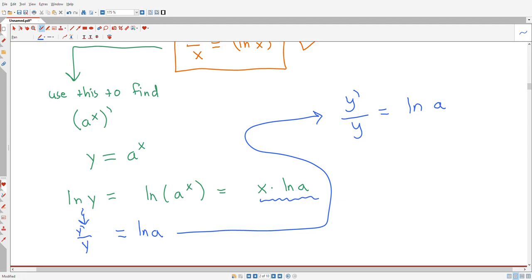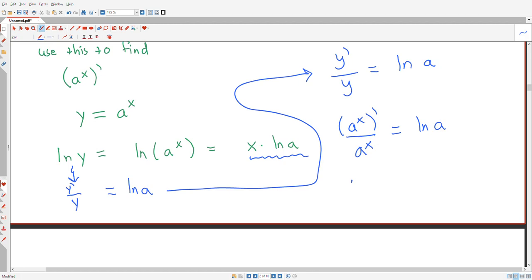And now I'm going to say, okay, but what was y again? Well, y was a to the x, and we were trying to take the derivative of a to the x. And so now look what I can do. I can move these pieces around and learn that the derivative of a to the x is exactly the formula natural log of a times a to the x.